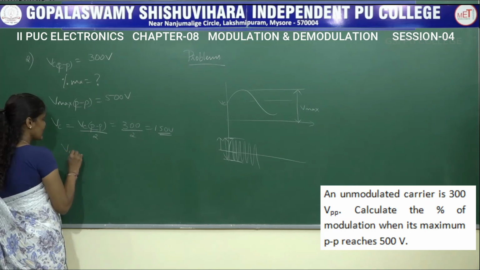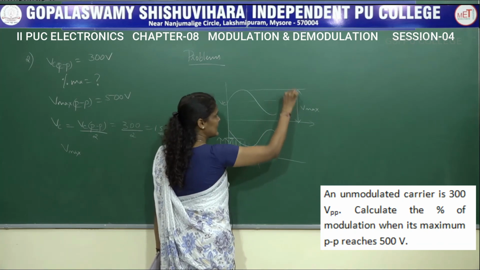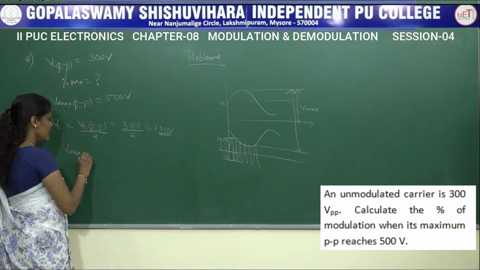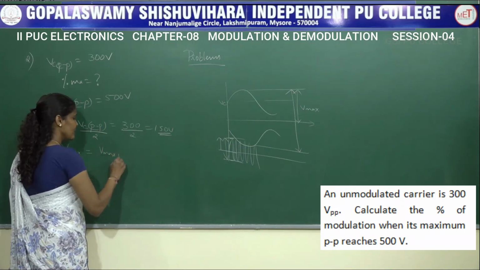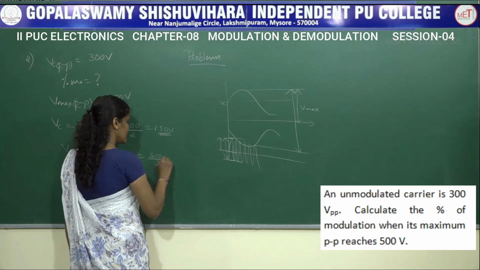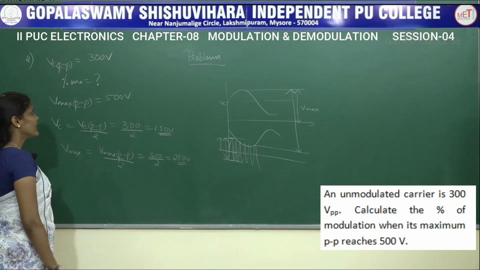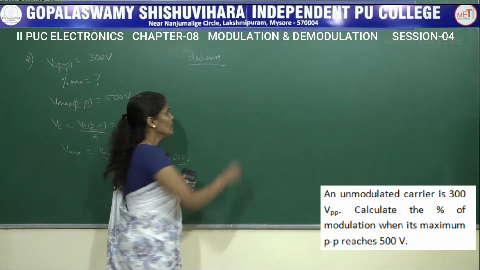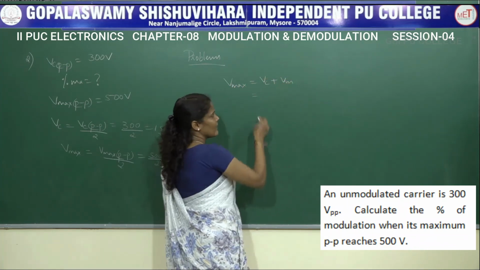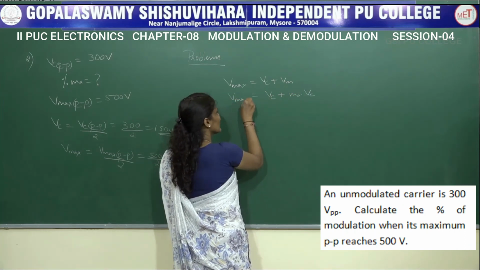Similarly, V maximum, when they say V maximum, it comes like this from here up to this maximum, they have given the value, but I am not concerned with that. So V maximum equals V maximum peak to peak divided by 2, which is equal to 500 by 2, which is 250 volts. What do you have to find out? You have to find out the percentage Ma. We know that V maximum equals Vc plus Vm, where Vm can be written as Vc plus Ma into Vc. This is equal to V maximum.